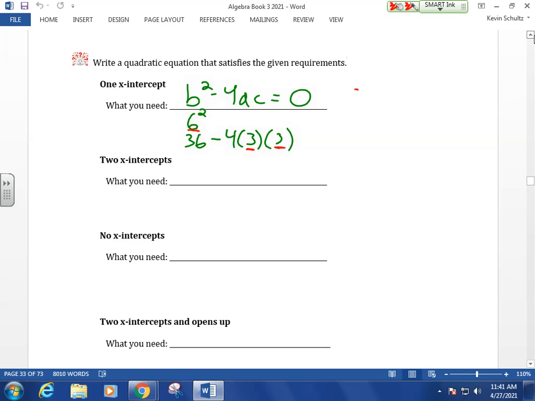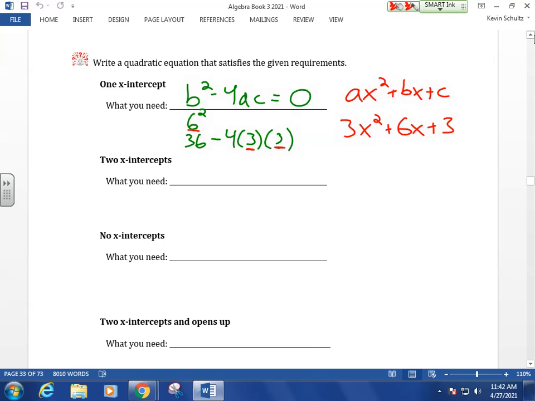So our equation, which is in ax squared plus bx plus c form, has an A value of 3, a B value of 6, and a C value of 3. If we had gone with 9 and 1 instead of 3 and 3, then it would be 9x squared plus 6x plus 1.